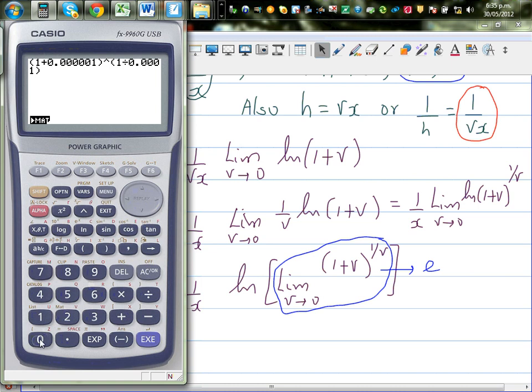Yeah, so 1, 2, 3. This is 2.7182. Now this number, I hope you know, is e. So just to show you the value of e, e has this number: 2.718281. As this number v approaches 0, becoming smaller and smaller, this whole thing is going to become 0. So this is a limit.